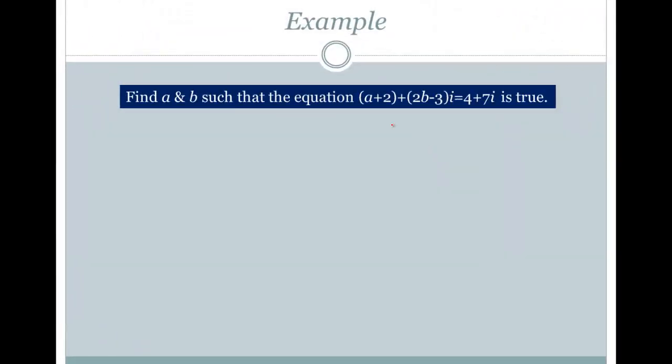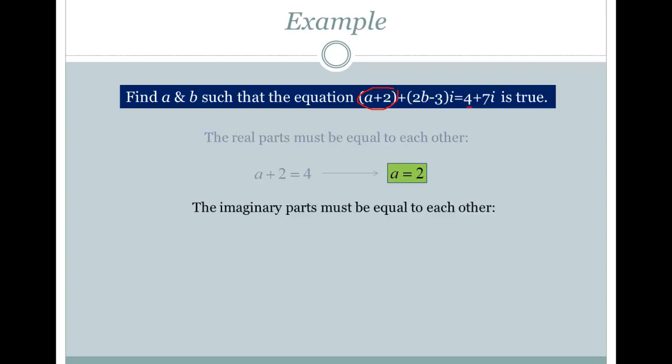So if I had a situation where I had two complex numbers that are going to be equal, I look at a plus 2, which is the real part of this number, and 4, which is the real part of that side, and they have to be equal. Remember, the real parts must be equal, so that tells me that a plus 2 has to be equal to 4, which means that a has to be equal to 2. And similarly, the imaginary parts must be equal to each other. So in this case, 2b minus 3 has to be equal to 7. And if we bring the 3 over, we get 2b is equal to 10, or b is equal to 5.